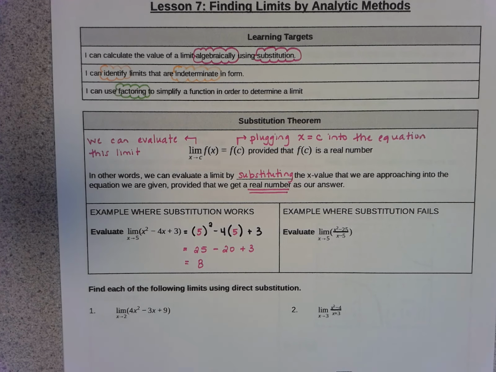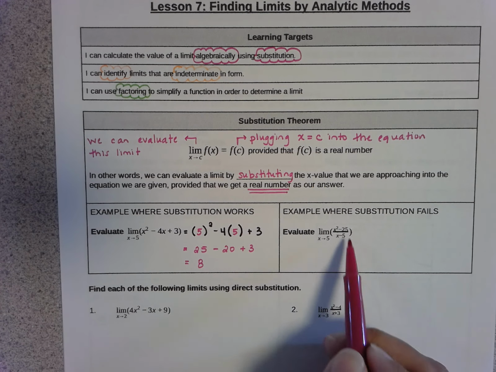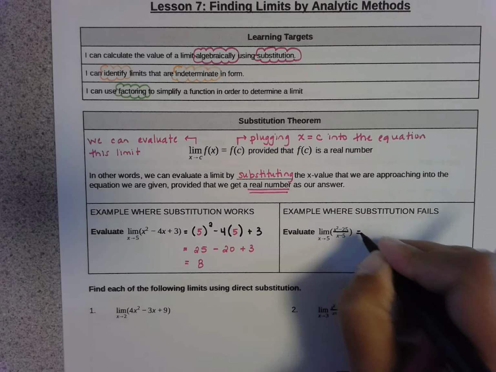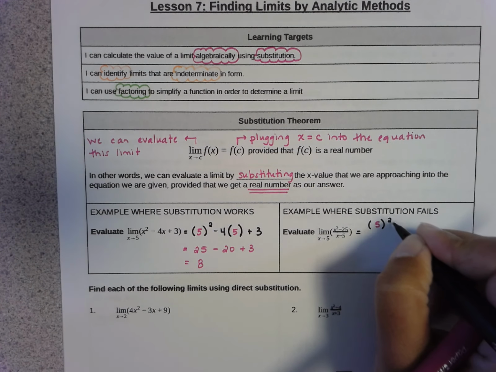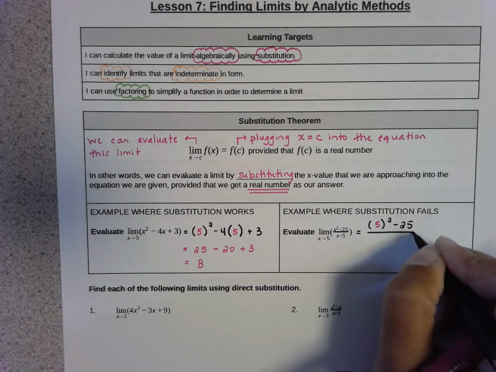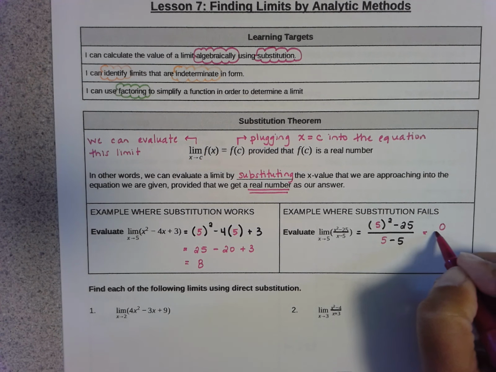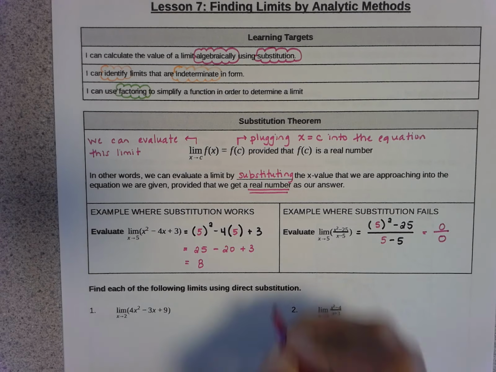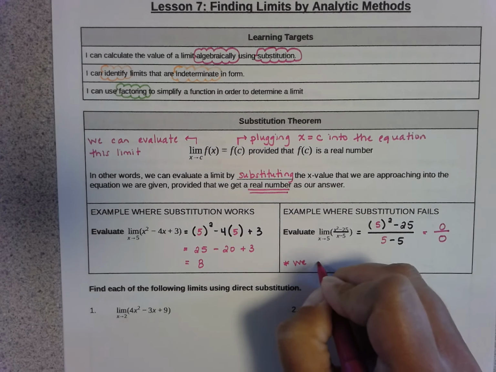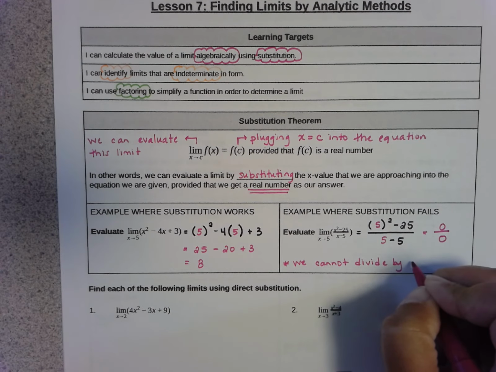Now, an example where substitution fails would be like the following problem. If we were asked to evaluate the limit as x approaches 5 of this function, then using substitution, we would have 5 squared minus 25 over 5 minus 5. Now, if we were to simplify this, we would get 25 minus 25, which is 0, divided by 5 minus 5, which is 0. The reason substitution fails here is because we cannot divide by 0.